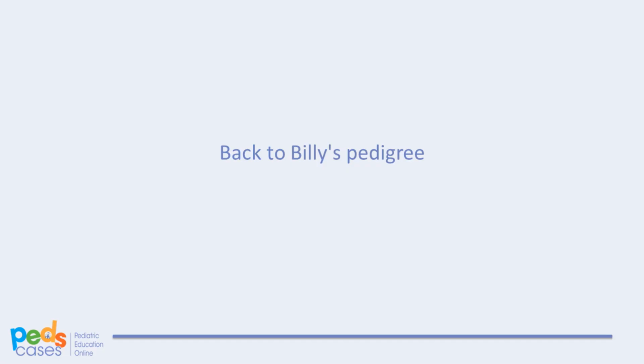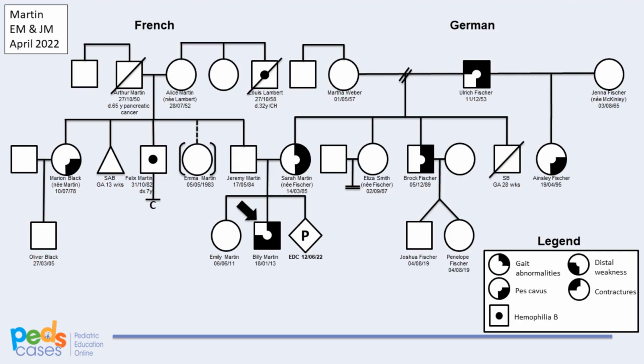Now that we have had some practice interpreting modes of inheritance and pedigrees, let's go back to our initial patient, Billy, to assess the pedigree we constructed in the previous video. We'll start by describing any obvious patterns and findings that we can see. Symptoms related to Billy's presentation, like pes cavus, gait abnormalities, and muscle issues, seem to be present mostly in his mother's side of the family.